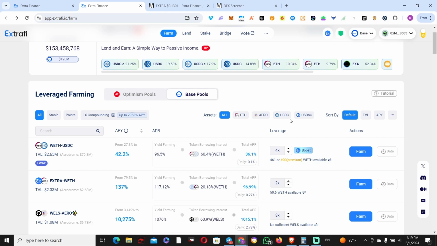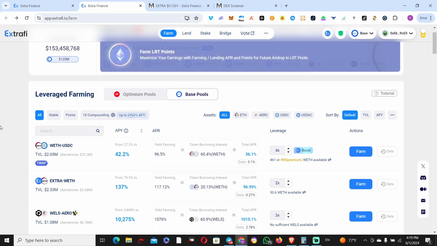Now remember, ExtraFi operates on two blockchains, Optimism and Base. Right now, Aerodrome is at the higher end of the hype train, so to speak, because on Optimism ExtraFi is built on top of Velodrome, and on Base it's built on top of Aerodrome. So I'm going to use Base as an example, but the process stands for both.